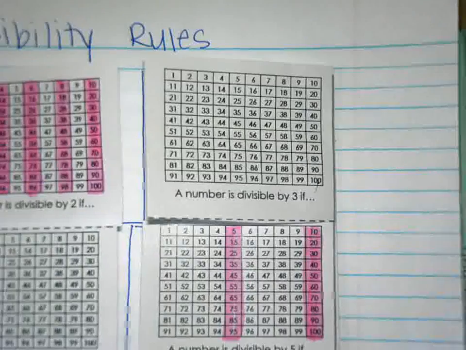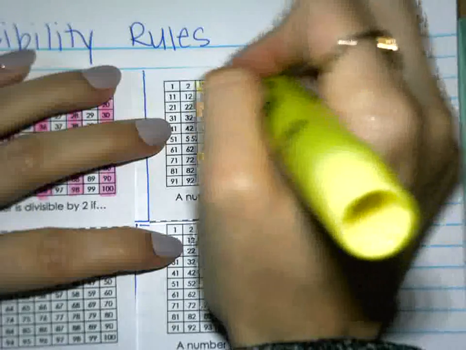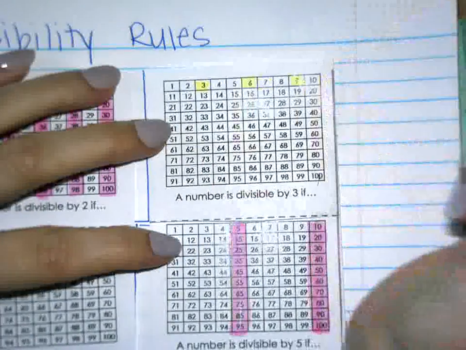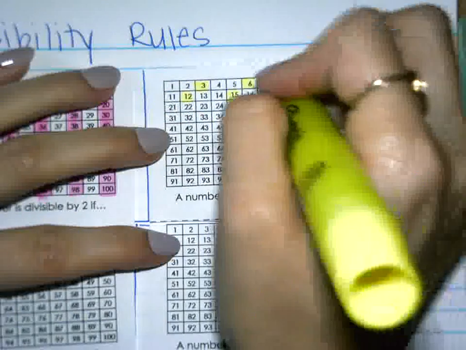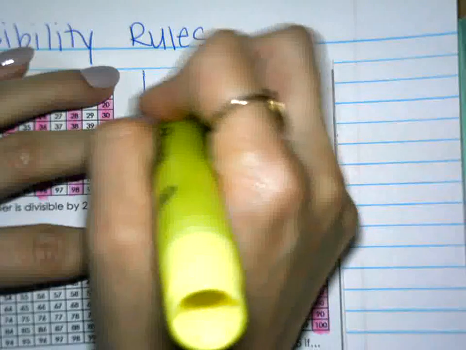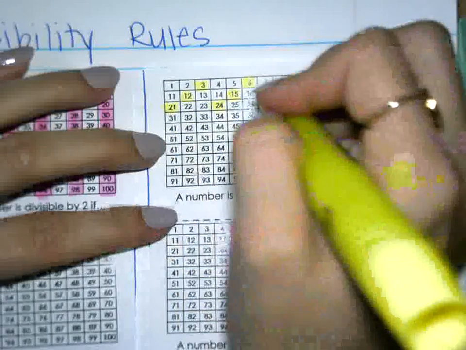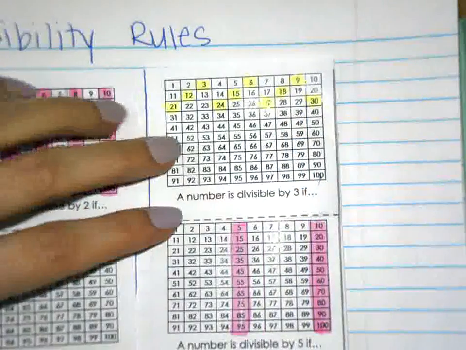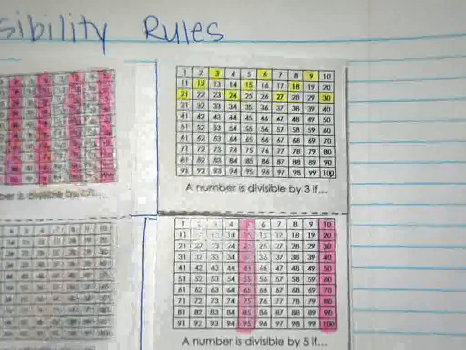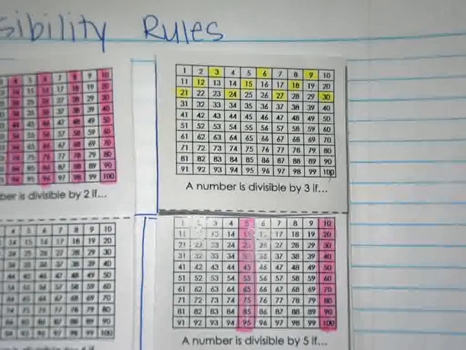So what I want you guys to do as part of your homework is go through and be like, okay, 3 is divisible by 3, 6, 9, 12, 15, 18, 21, 24, 27, 30. I want you guys to keep that process going with your highlighter or your marker. Okay, so finish up that 3 with your highlighter or marker. But here's the tricky part with 3.